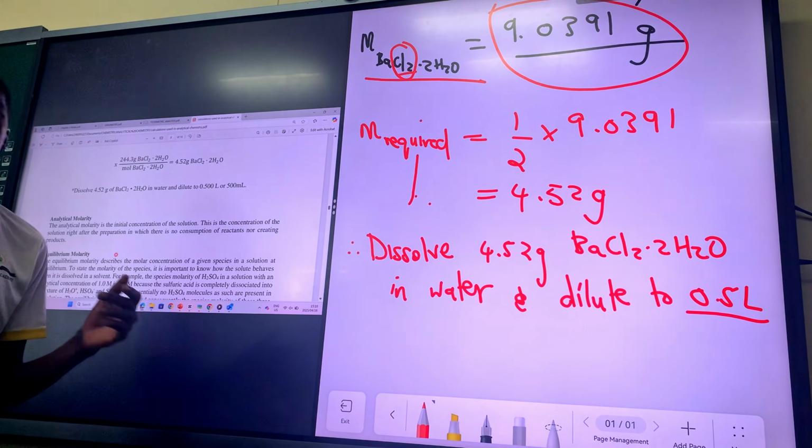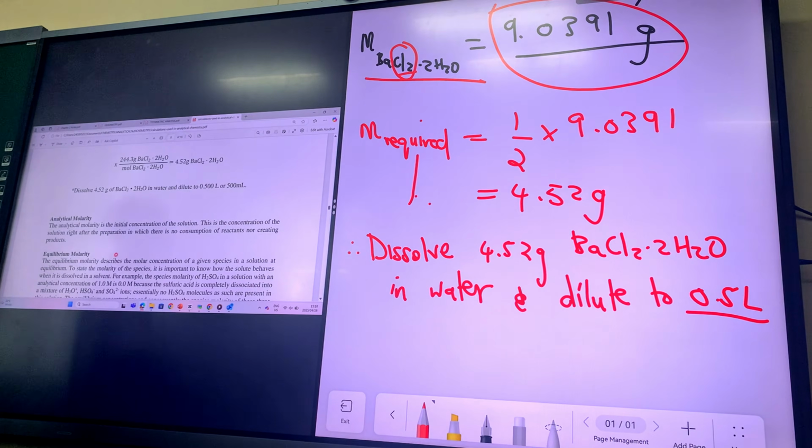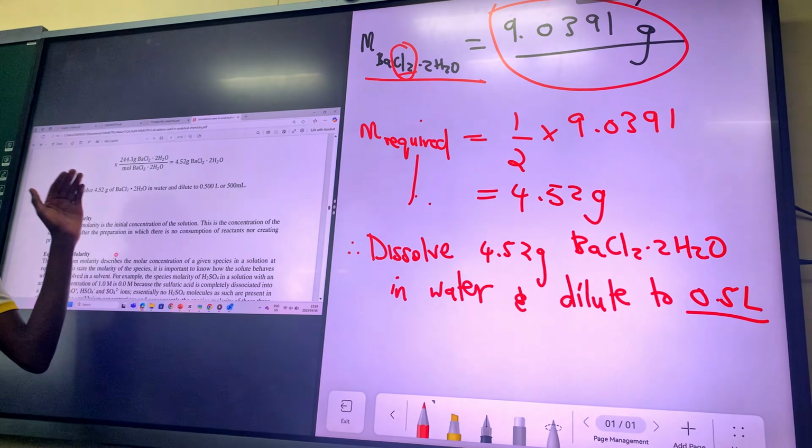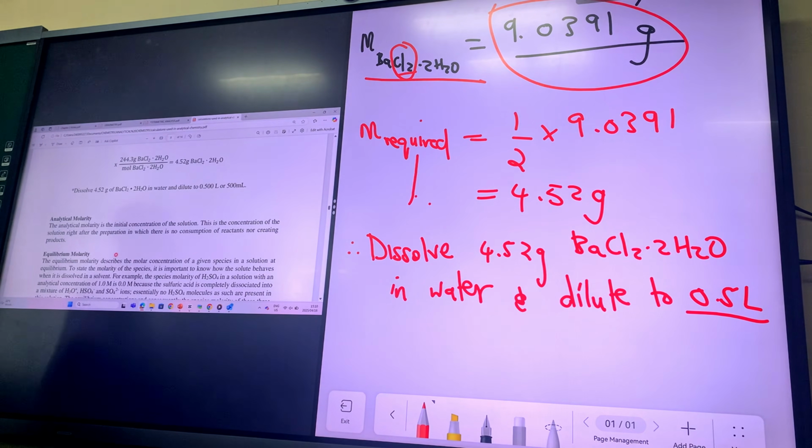Now we've already said it: analytical molarity. It is the same as concentration, just the usual concentration. It's just the number of moles over the volume. That is known as analytical molarity, or it is known as a molar concentration. Same thing. It's just the number of moles over the volume.